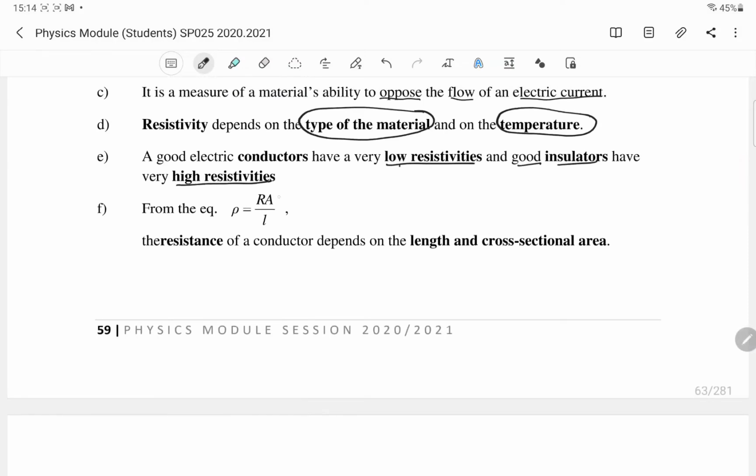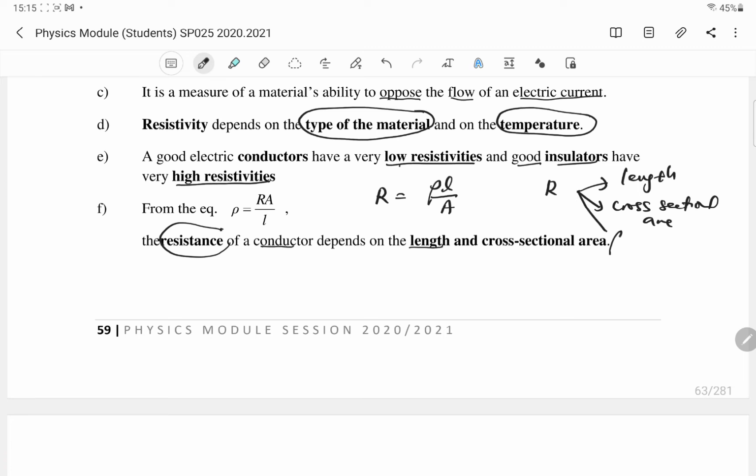From the equation, rho equal to RA over L, the resistance of a conductor depends on the length and cross-sectional area. The resistance R equal to rho L over A. So R depends on the length and the cross-sectional area. Rho only depends on the type of material.